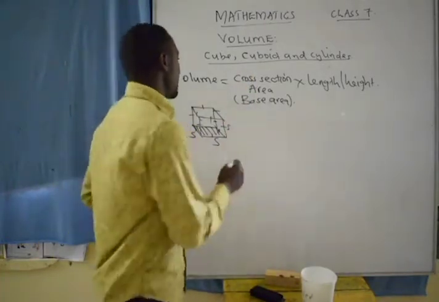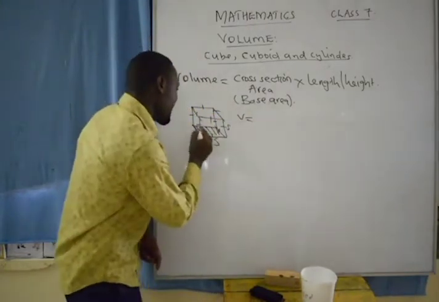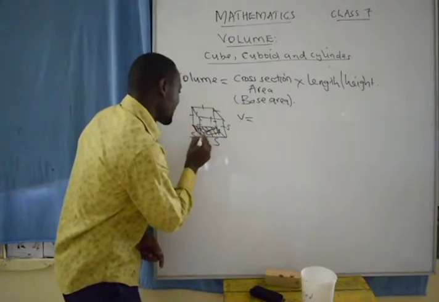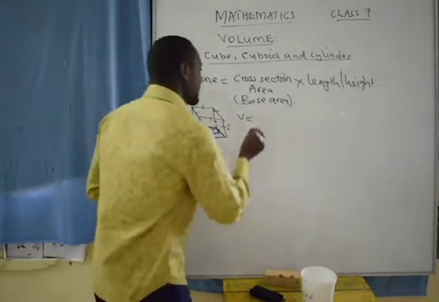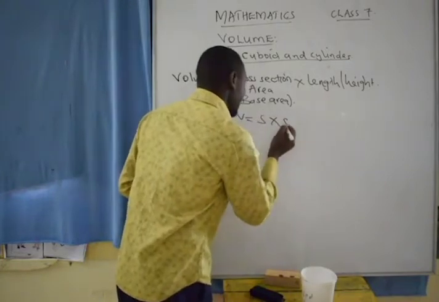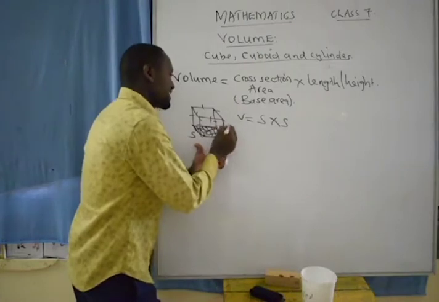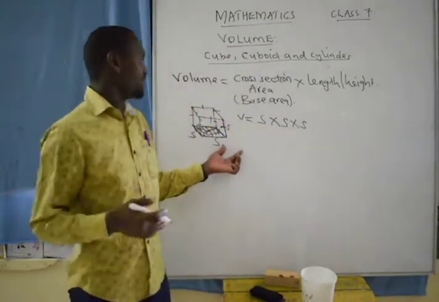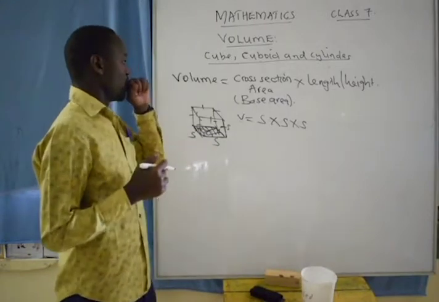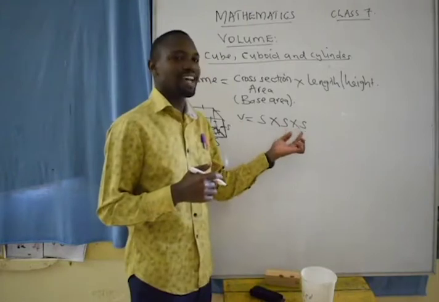So to get the volume of a cube, we take the area of the base, which is a square. How do you get the area of a square? The area of a square is given by side times side. This is the base area. Then times the height. The height here is still a side. So to get the volume of a cube, you multiply side times side times side.